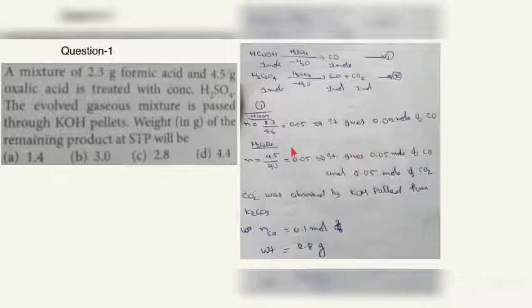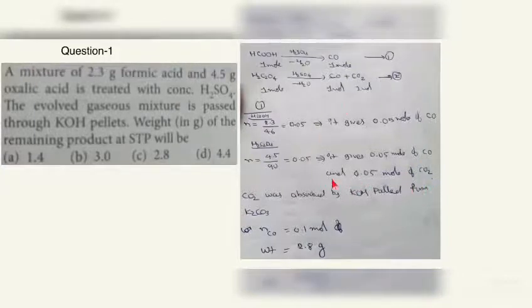Okay, so as they have given some information, by using that we are finding the number of moles. As we know, 1 mole of formic acid gives 1 mole of carbon monoxide. So 2.3 grams means mass by molar mass, we are getting 0.05 moles, so it will give 0.05 mole of CO. In the same way, H2C2O4 is 0.05 moles. It will give 0.05 moles of carbon monoxide and 0.05 moles of carbon dioxide.